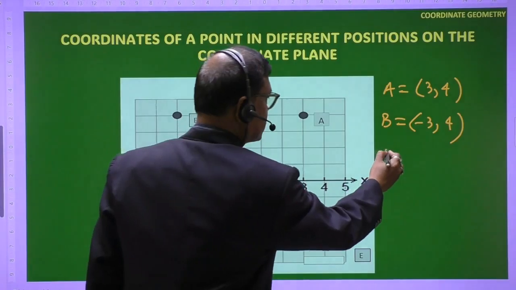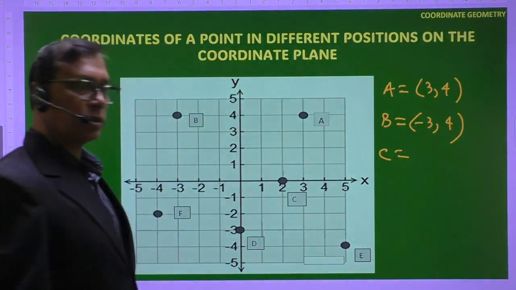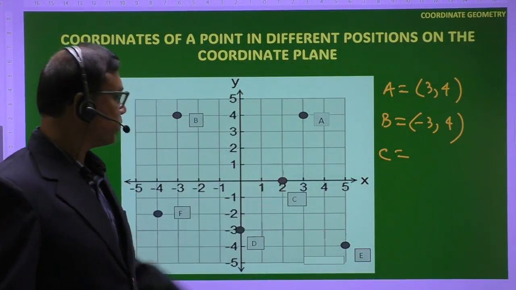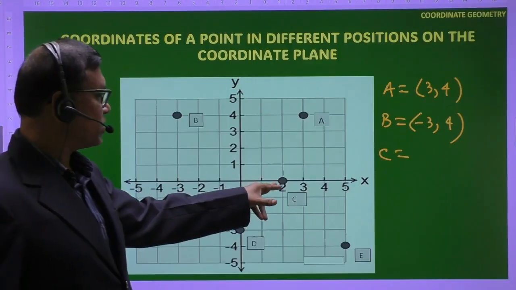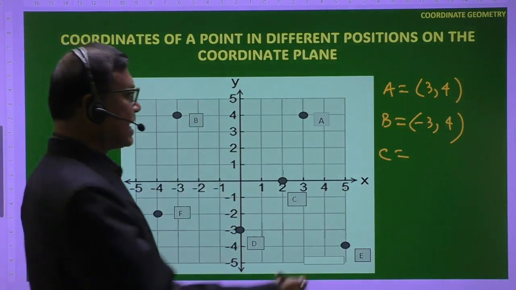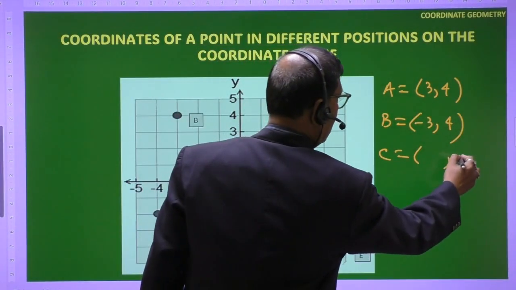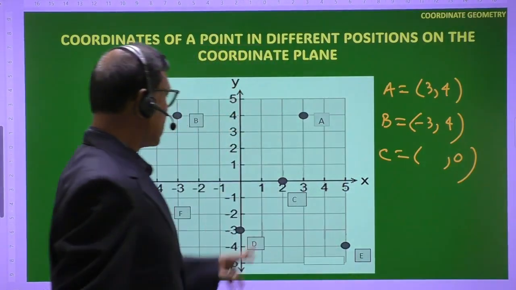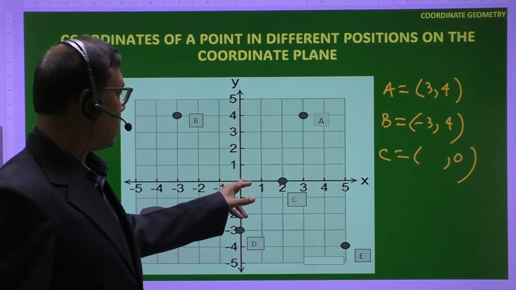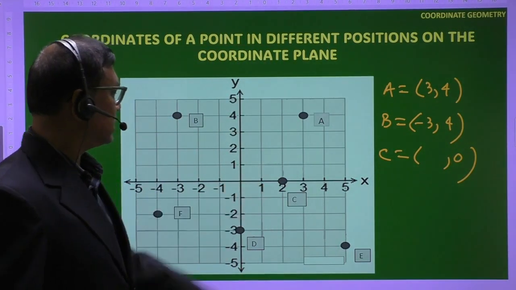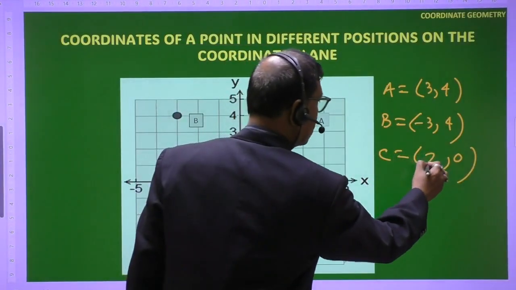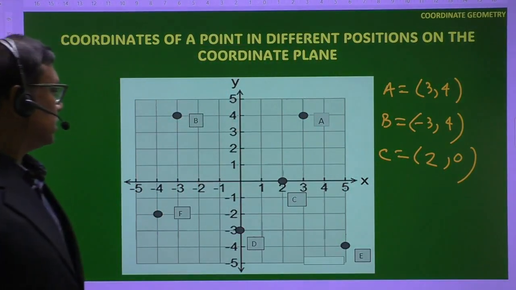Now coordinates of C. C is where? Here, on the x-axis. So on the x-axis means the ordinate part will be 0. Now the abscissa part, count 1, 2. That means 2, 0 will be the coordinates of this point.